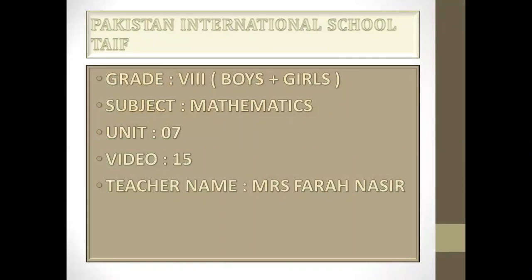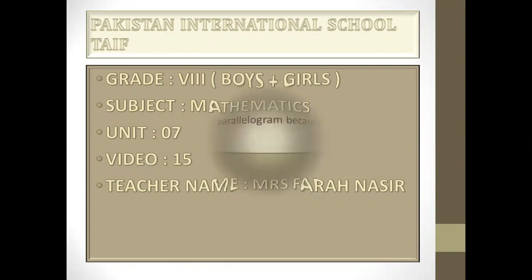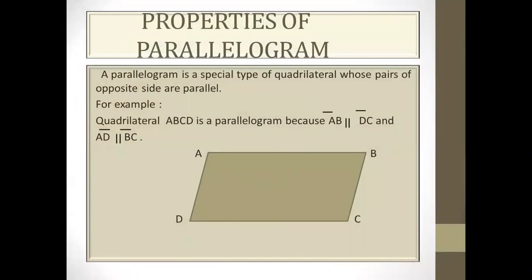Our topic today is the parallelogram, the definition of the parallelogram, and the characteristics of its angles and sides. Exercise 7.2 is based on all these things. First, we learn what a parallelogram is. A parallelogram is a special type of quadrilateral. And what is a quadrilateral? Any four-sided figure is called a quadrilateral.